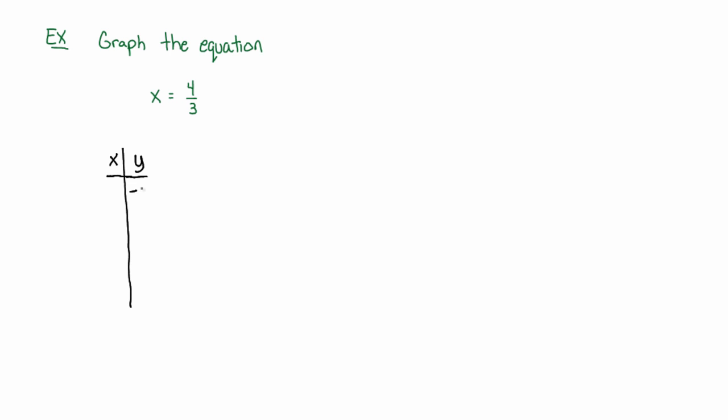Let's say I select the value of -1. Then what's the value of x? Turns out that no matter what I choose for y, the x value is always still going to be 4/3. If I choose y equals 0, there's no y in this equation to plug in, so x is 4/3. If I choose y equals 1, again, there's no y in this equation, so x is just 4/3. Now what I can do is plot these points and see if I can connect them with a line.